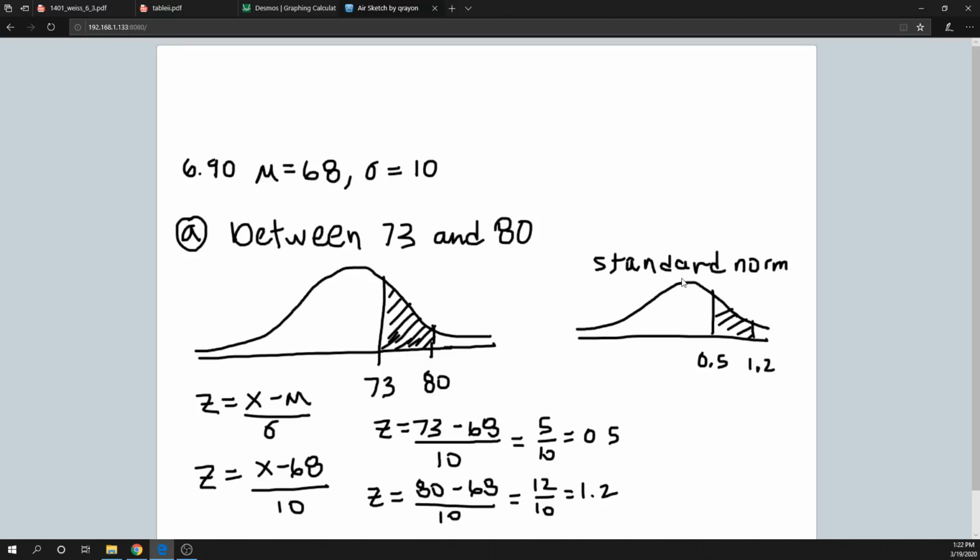Okay, so looking at table 2, what we're going to have to do is just like we did back in section 6.2, we're going to have to find the area to the left of 1.2. Let's see, maybe I can write that up above here. Because of the way that table 2 works, we need to look up areas that are to the left. So we're going to look up the area to the left of 1.2. Okay, so go over here to table 2.